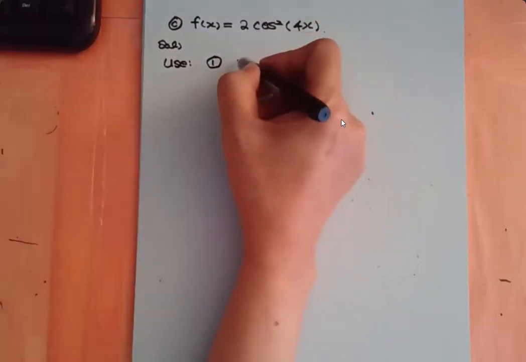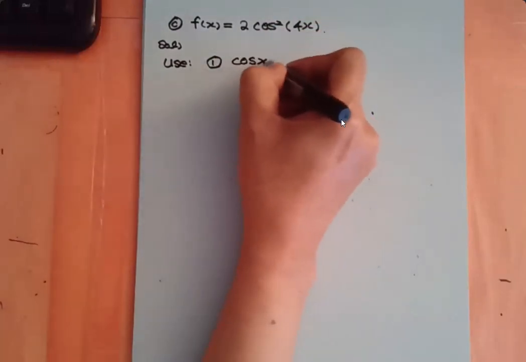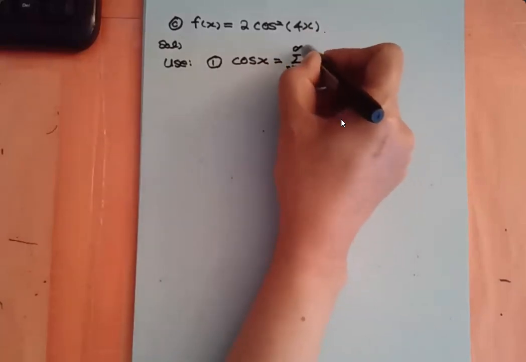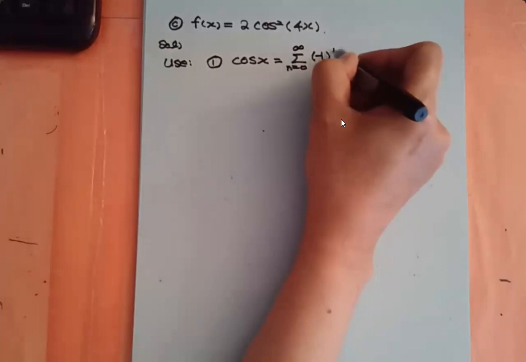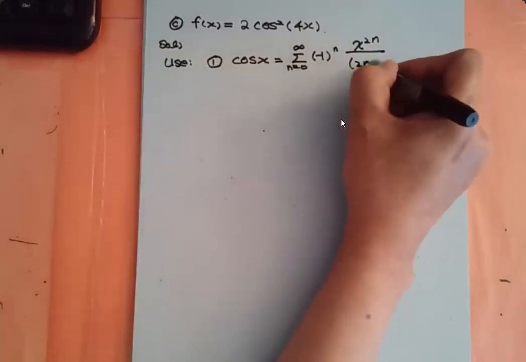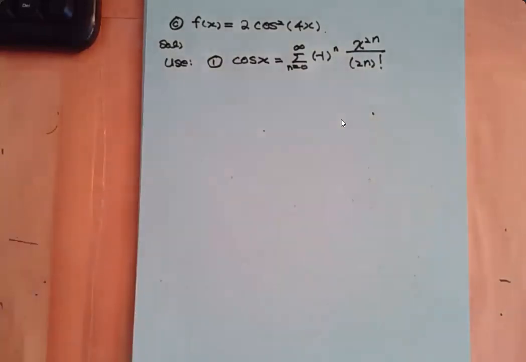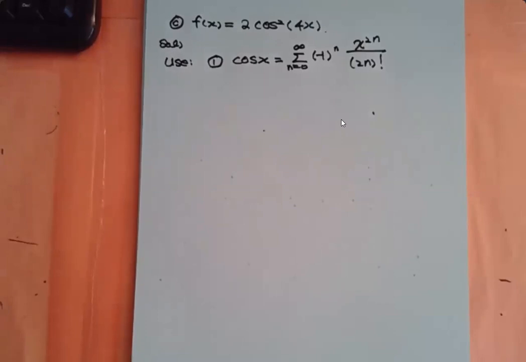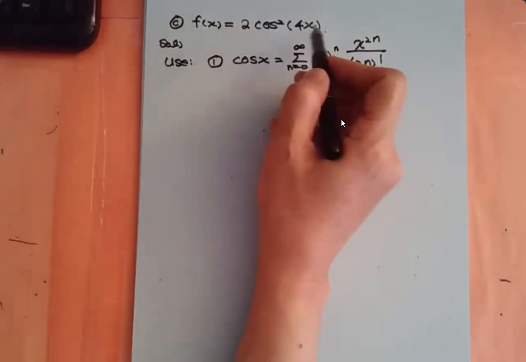what we know is cosine of x equals summation n equals 0 to infinity, negative 1 to the n power, x to the 2n over 2n factorial. Cosine is an even function, and this is the formula, even degree power. And the problem is, this is cosine squared.